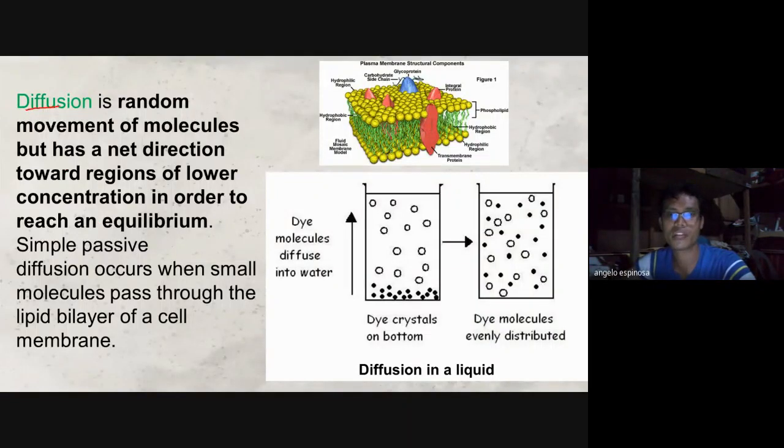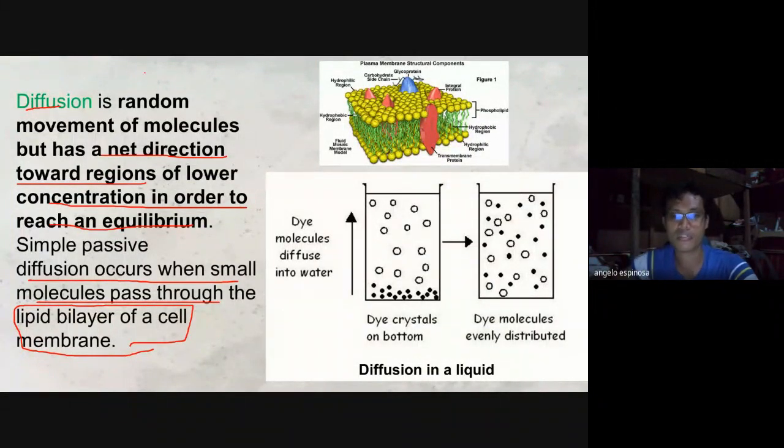So, we have here diffusion. Diffusion is a random movement of molecules but has a net direction, net direction towards regions of lower concentration in order to reach an equilibrium. So yun, simple passive diffusion occurs when small molecules pass through the lipid bilayer of a cell membrane. Ano ibig sabihin ng lipid bilayer? Yung fats ng bilayer ng cell membrane. Basta makalabas lang siya doon.